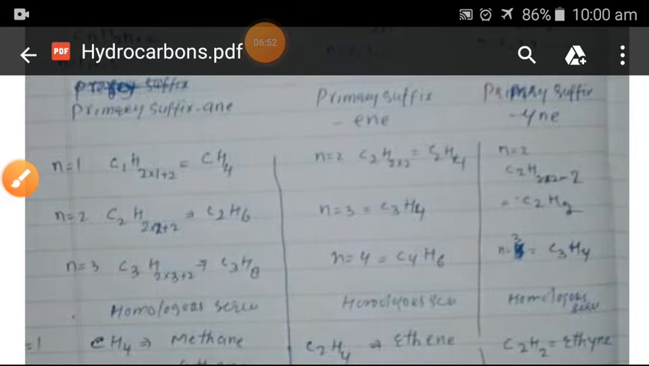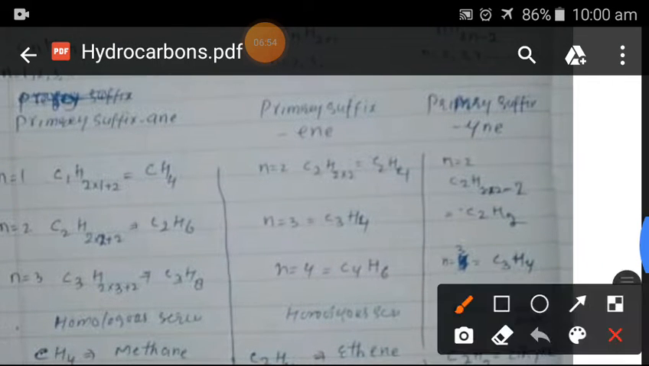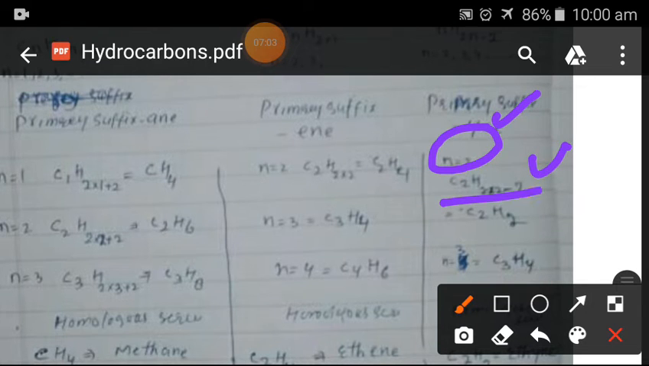Clear? Similarly, for the alkynes we start the numbering from n equal to 2. So the first member will be C2H2×2-2, so it becomes C2H2 because they contain a carbon-carbon triple bond. So the first member is called ethyne.